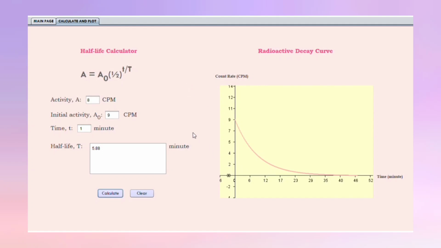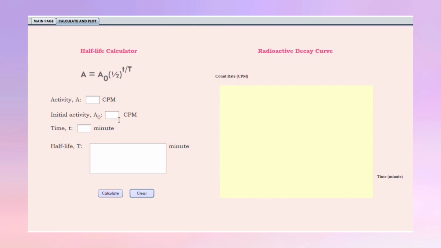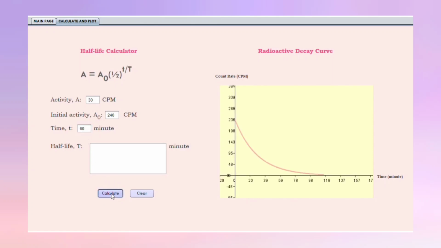Let's give a try for another value. Let's clear this one first and enter the new value. Let's say I put 240 counts per minute as the initial activity and the time taken for it to decrease to 30 counts per minute is 60 minutes or 1 hour. What is the value of half-life, do you think? So the half-life is 20 minutes and this is how the curve looks like.